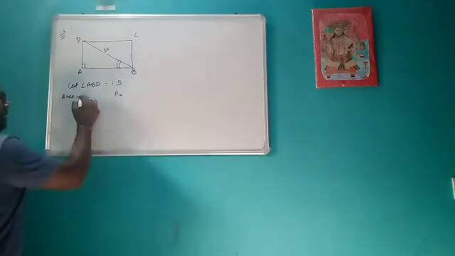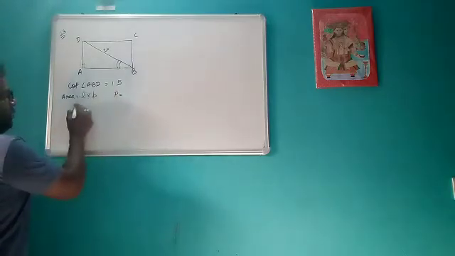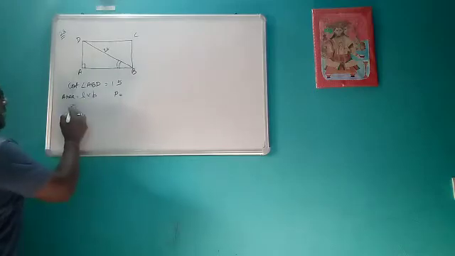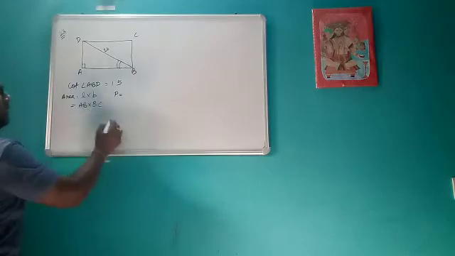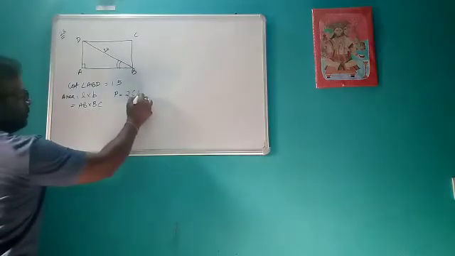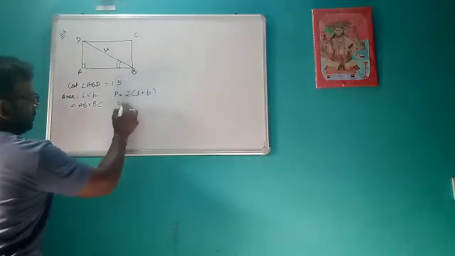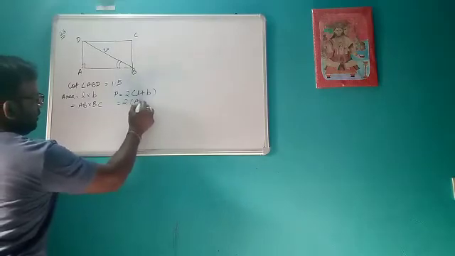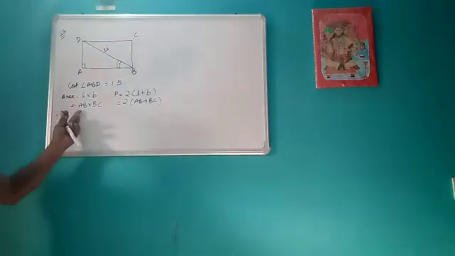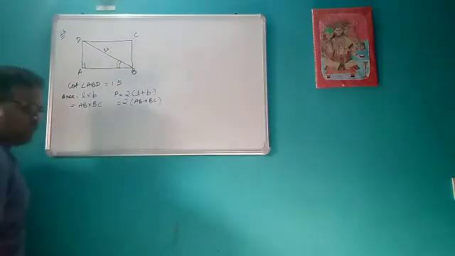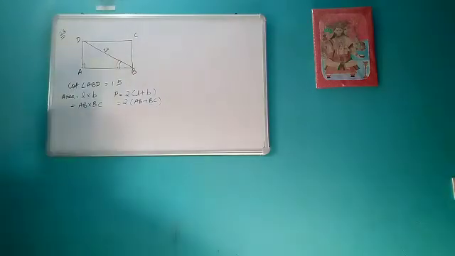So what was the area of a rectangle? If you remember, length into breadth. So for this rectangle, what is your length? AB, and what is your breadth? BC. Perimeter was 2 into L plus B. So again it is 2 into AB plus BC. That means our target is we have to find the value of AB and BC. So let's see how we can find the value.